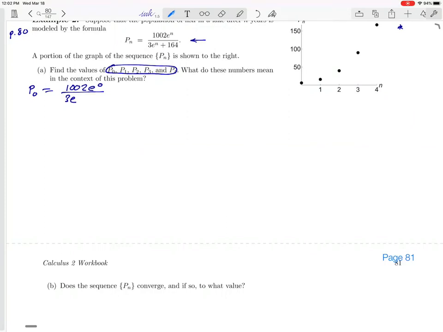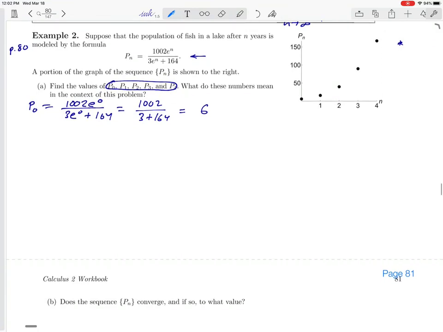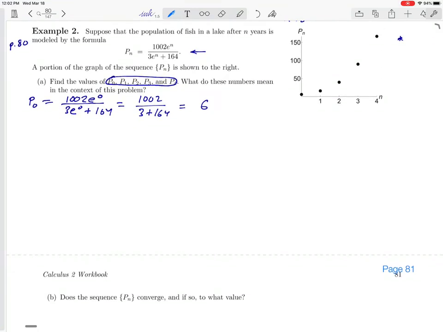Okay, so continuing with this, we're just plugging in a 0 for every n. And there's what our formula looks like. We know that e to the 0 is just 1. So if we do that calculation, this simplifies down to 1002 over 3 plus 164. That's something that you can put into your calculator, and what's going to come out of that calculation is just a nice round number of 6. So we've just figured out that at the beginning, after 0 years have passed, we're just getting 6 fish in the lake. Think of that as a starting population, if you like.